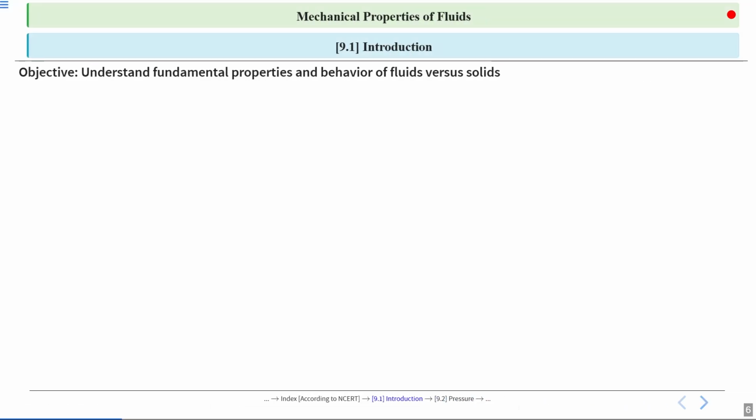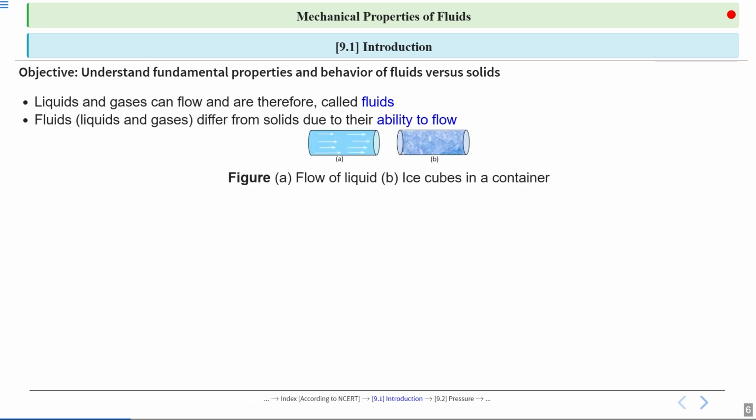Now we are going to explore the fundamental properties and behaviors of fluids compared to solids. Let's start by defining what we mean by fluids. Both liquids and gases can flow, which is why we refer to them collectively as fluids. This ability to flow is a key characteristic that sets them apart from solids. Fluids differ from solids in their ability to flow.